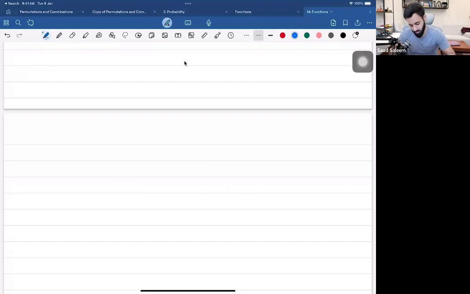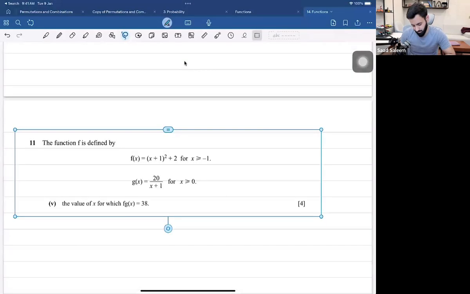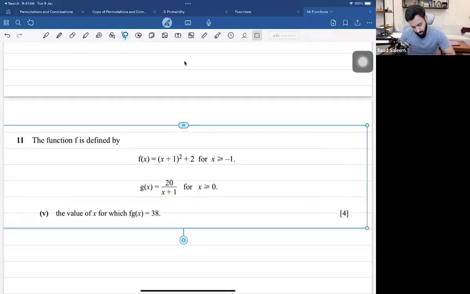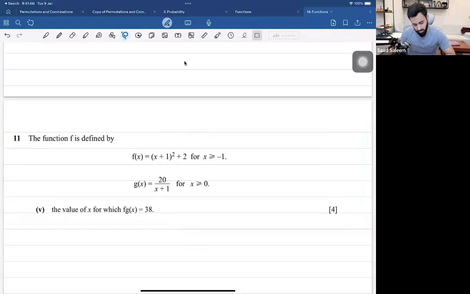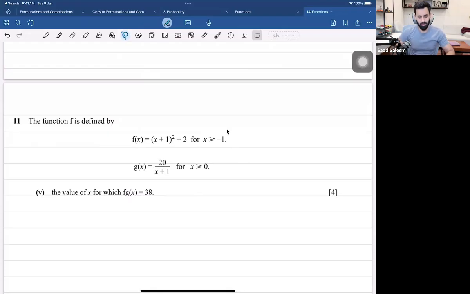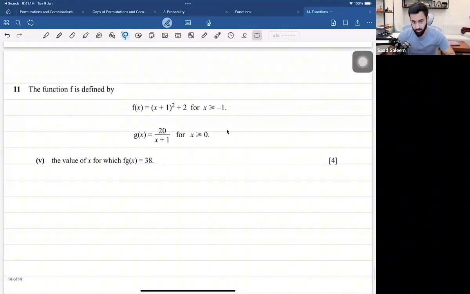Just a minute. It's a 4-mark question. There's a decent amount of algebra that is required to solve this. So go ahead. Okay, so I'll solve. Here's what you have to do. First of all, obviously find f of g of x. So let's concentrate on that.